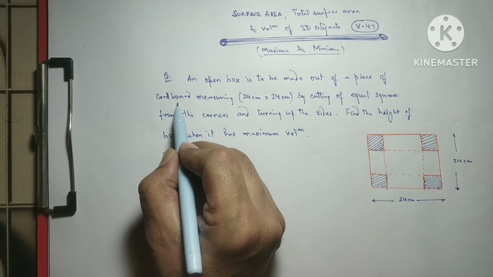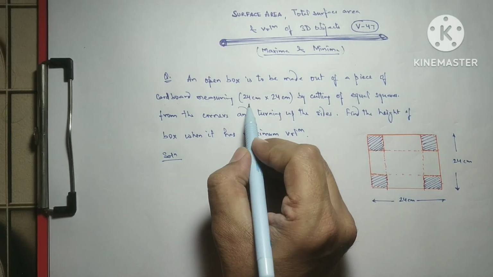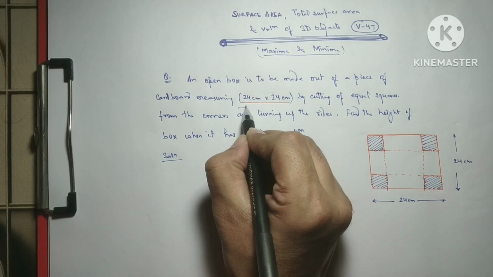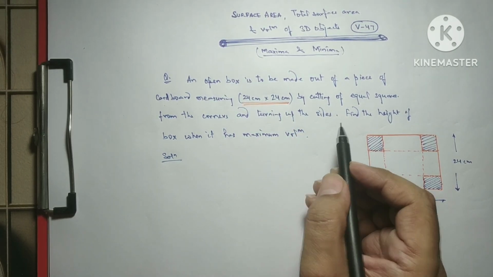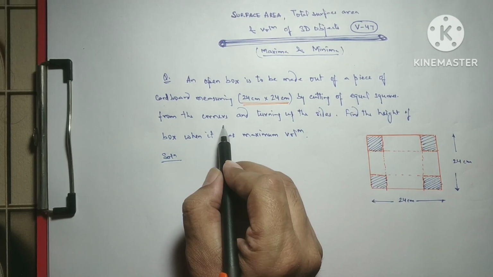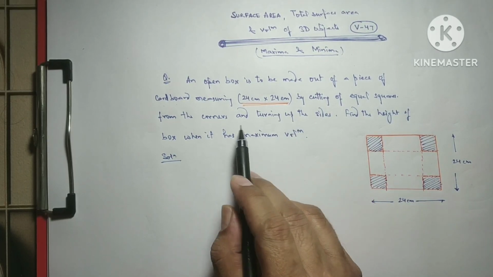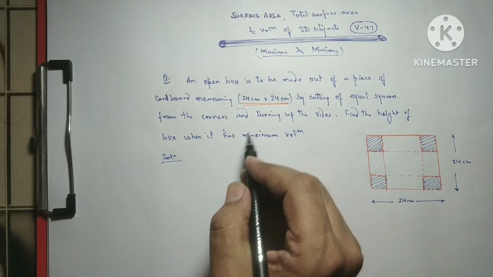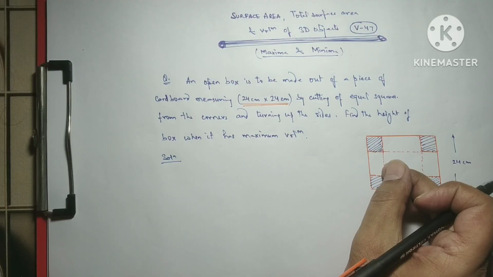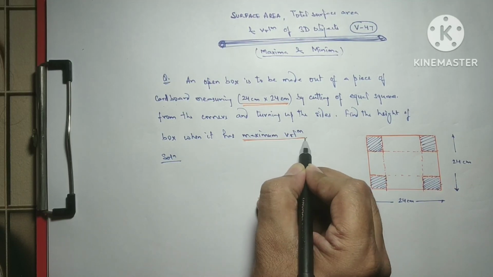We have a piece of cardboard. It is just like this, and the dimension is 24 by 24. According to the question, we will cut equal squares from the corners. It is just like this and this. So all four corners we cut the small squares, and then turn up the sides. Find the height of the sides for which the volume of the box will be maximum.